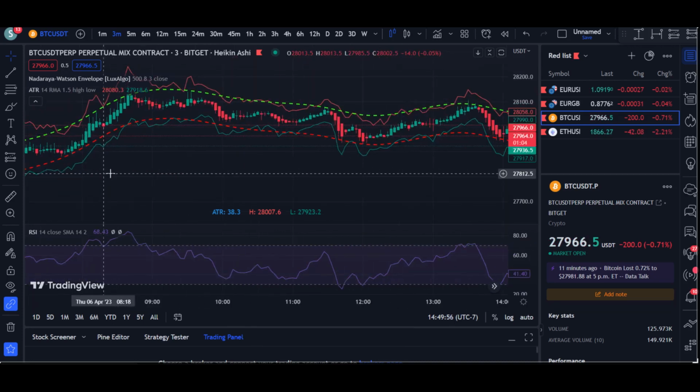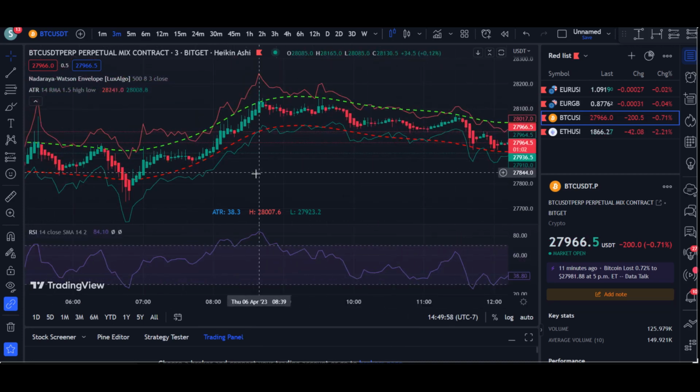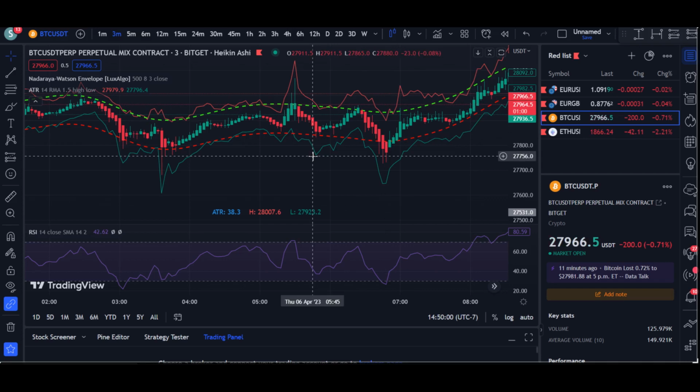So please feel free to try out this strategy. I have used it quite a bit already, and I have made quite a bit of profits on it.